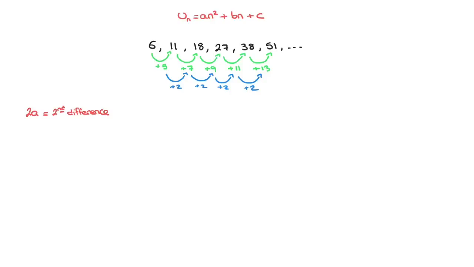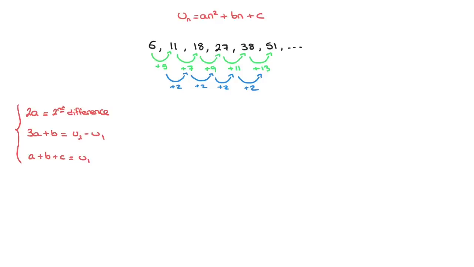The second equation is 3a plus b must equal the difference between the first 2 terms, so I'll write u2 minus u1. That's the second term minus the first term. And the third equation is a plus b plus c, which will always equal the first term of the sequence, so that would be u1. If you didn't know these already, you definitely want to make a note of these. These are true for any quadratic sequence.